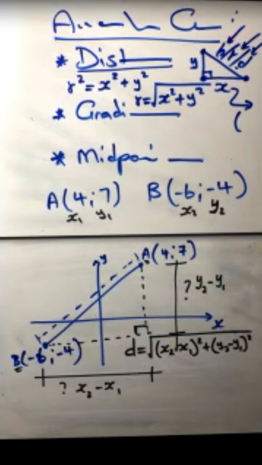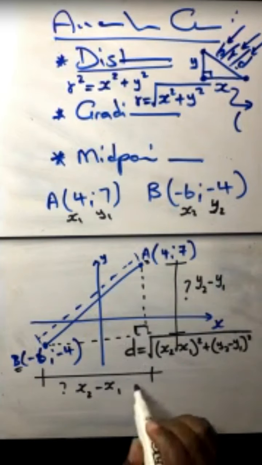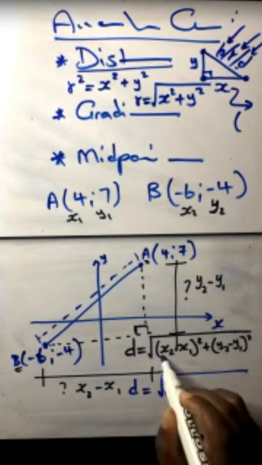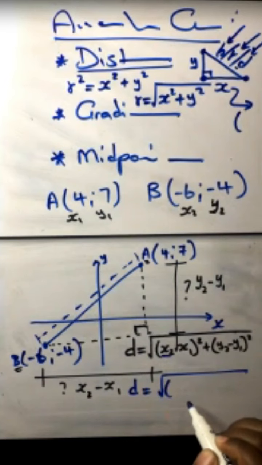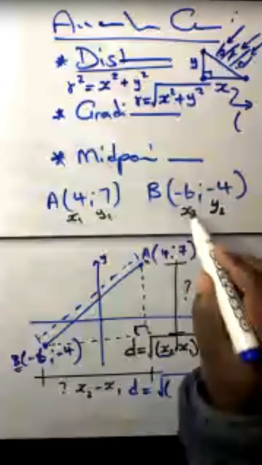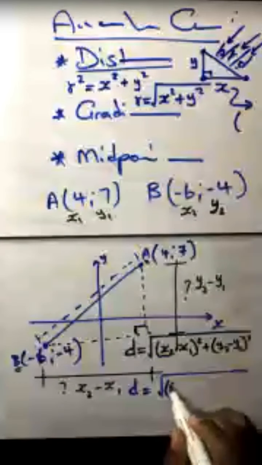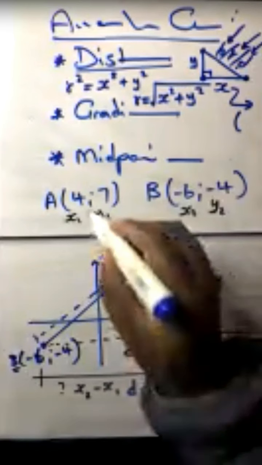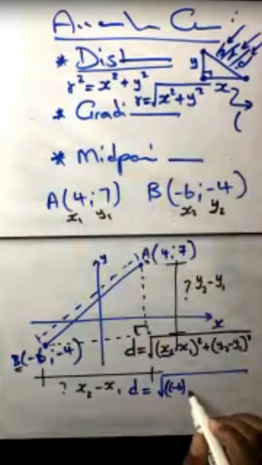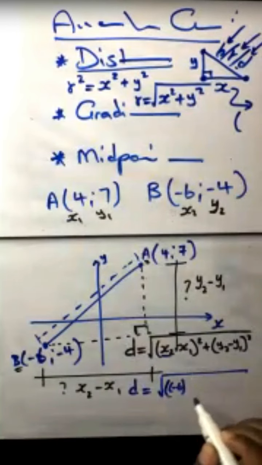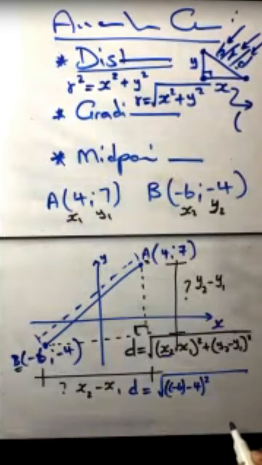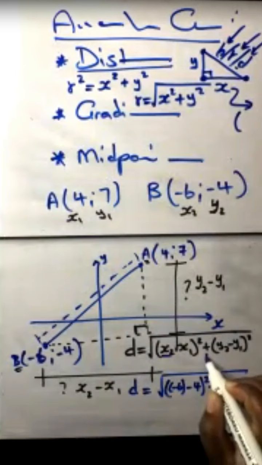Let's try to substitute and see what we've got. D is equal to, what is x2? X2 is -6. You open the first bracket, another bracket, because it's a negative value, so you write -6. What is x1? X1 is that one over there. Remember, what is the sign in the formula in between? It's a minus. Then it's a positive value, so you can just say 4, then you square it. Then you say a plus, which is that plus over there.